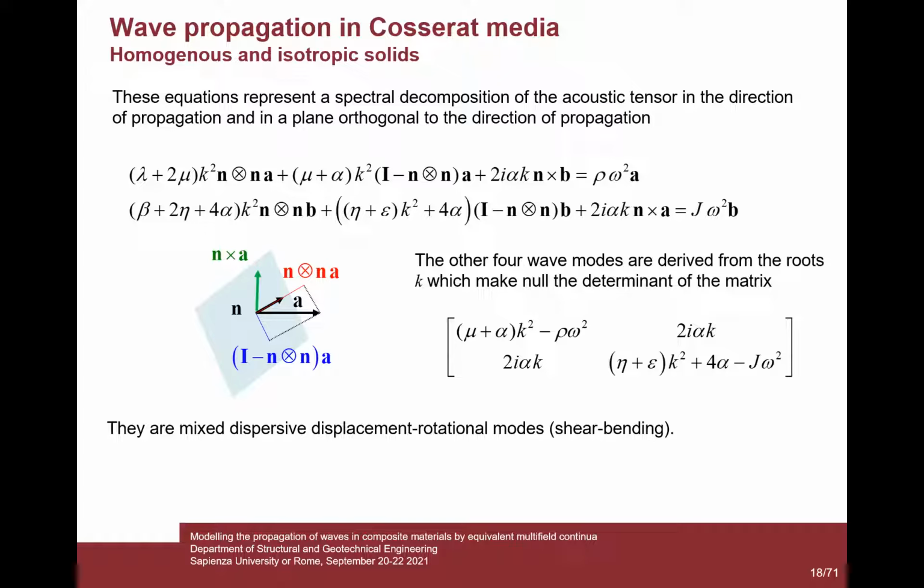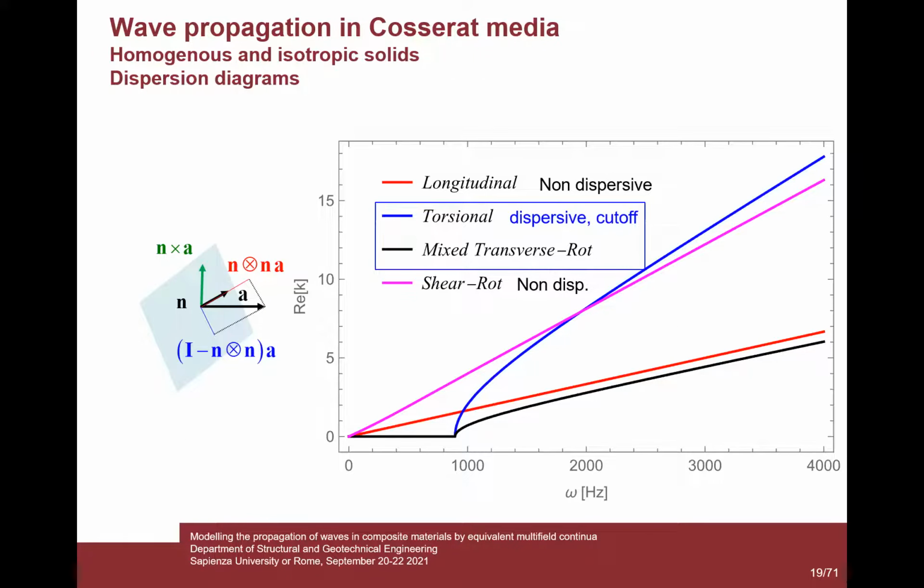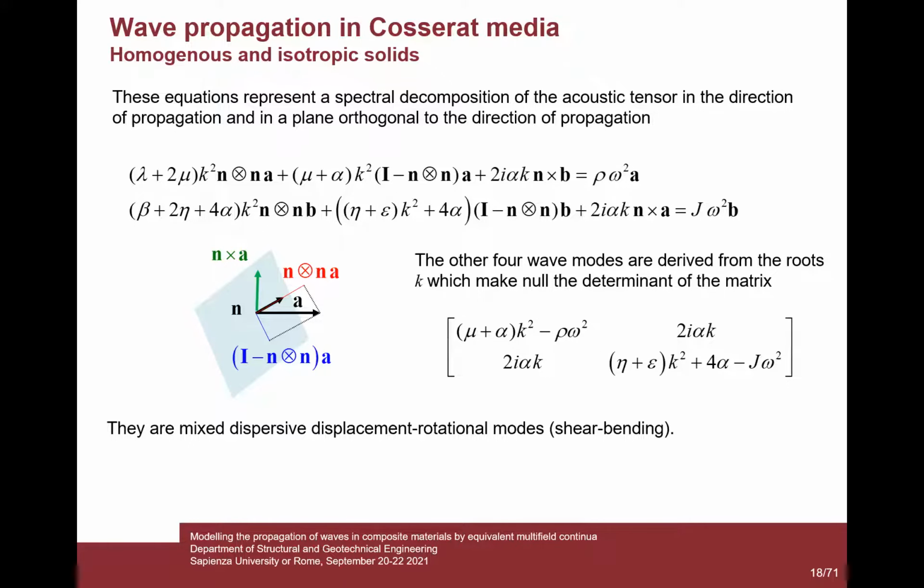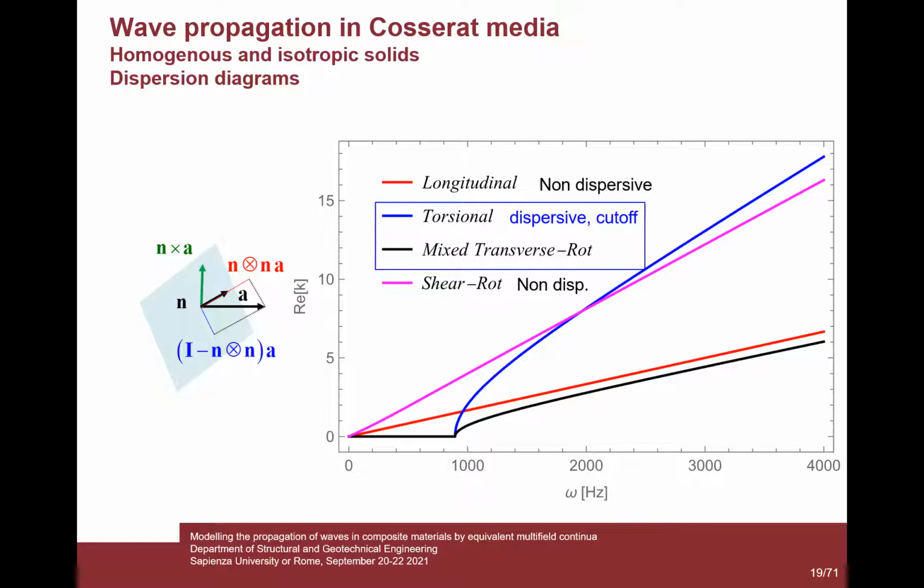And their speed can be calculated by searching for the values of wave number which make the determinant of this matrix zero. And all these waves, if you give a look at the displacement field, are shear waves, meaning that they have components orthogonal to the displacement field. Plus, they have rotation about axes which are contained in this blue plane. And they are also both dispersive. Then we have one longitudinal wave.